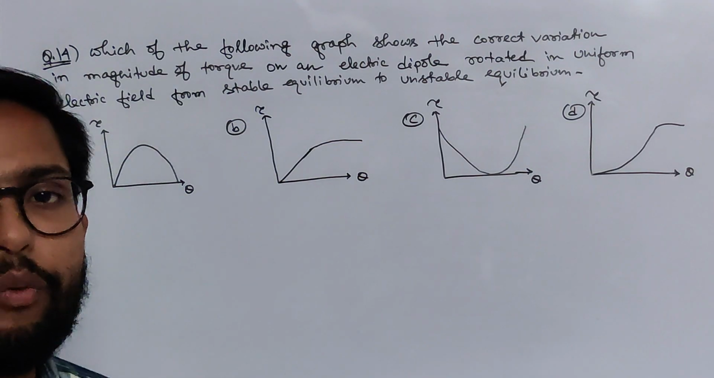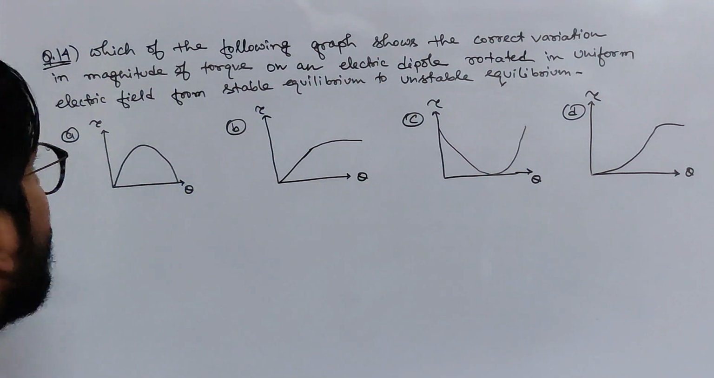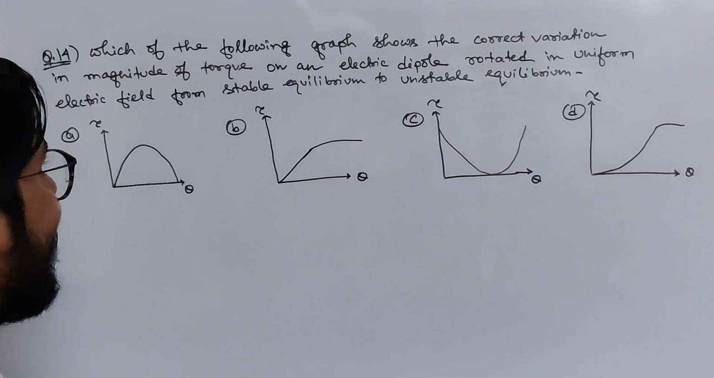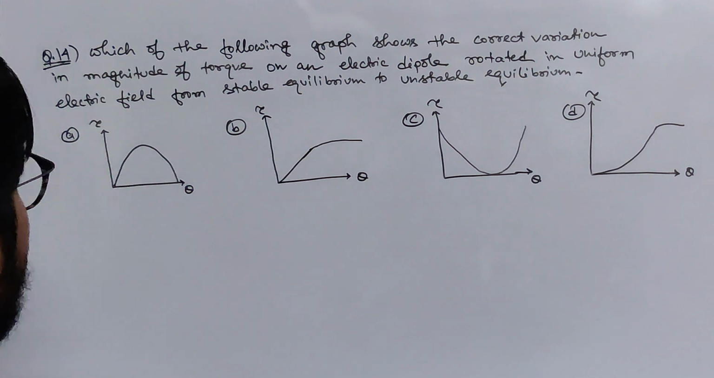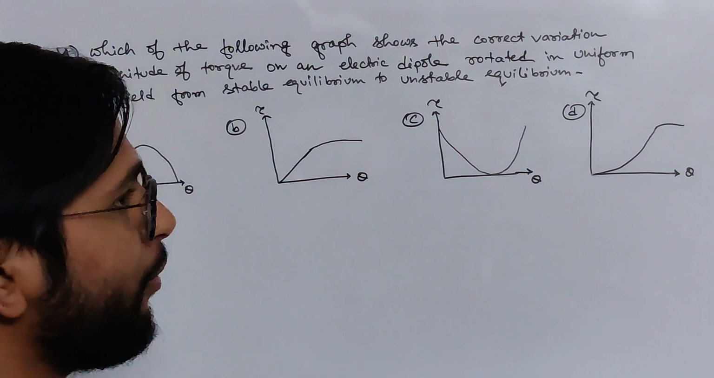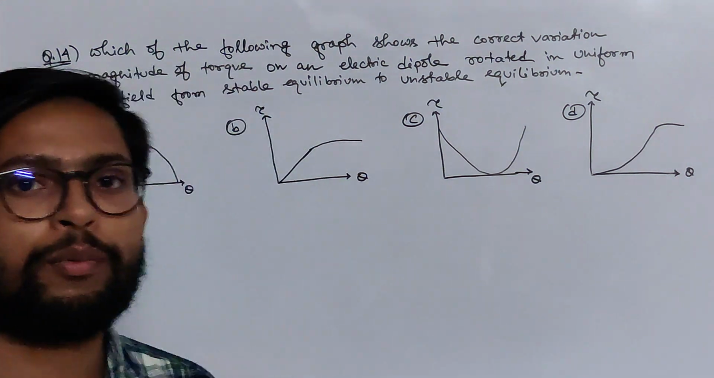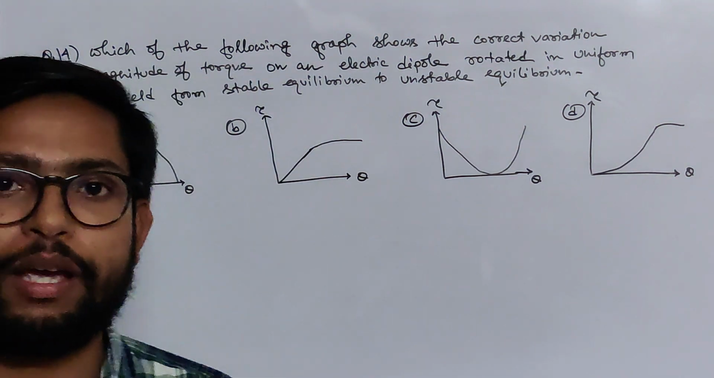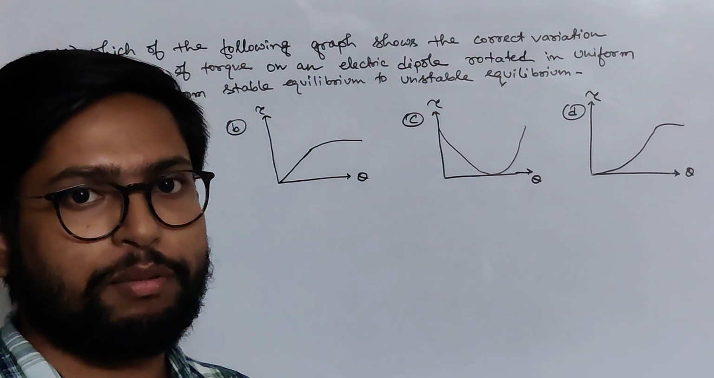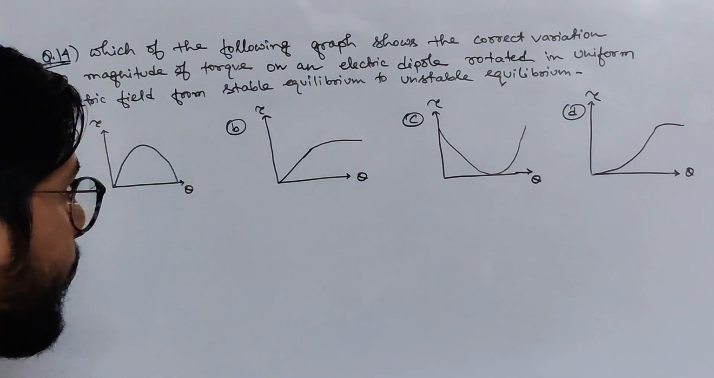Question number 14 is: which of the following graphs shows the correct variation of magnitude of torque on an electric dipole rotated in a uniform electric field from stable equilibrium to unstable equilibrium? So first of all, you have to understand what is stable equilibrium and what is unstable equilibrium. First of all, let me explain what is stable equilibrium and what is unstable equilibrium. Okay?